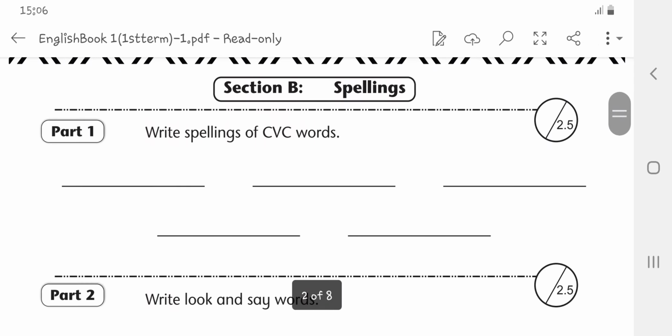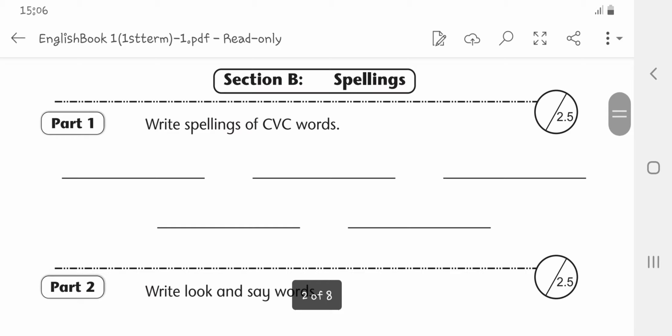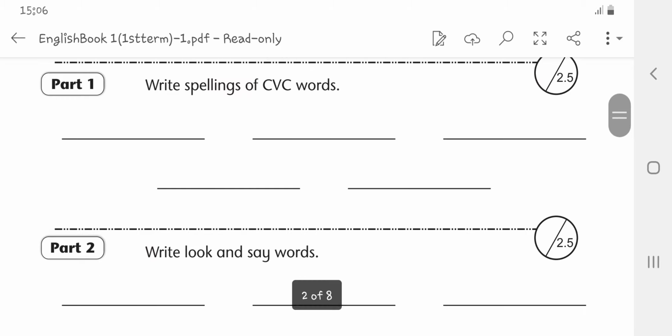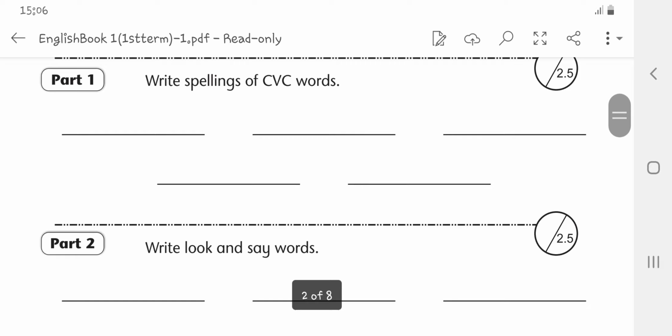Section B is about spelling. So part 1 is about CVC words. Now you might say that they haven't done any CVCs in this grade 1, but they know the CVCs because they have done CVCs in KG. And there are a lot of CVCs, which is consonant, vowel, consonant, in this book as well. So we have chosen those CVCs from the book. A list of CVCs is given at the end of this paper also.